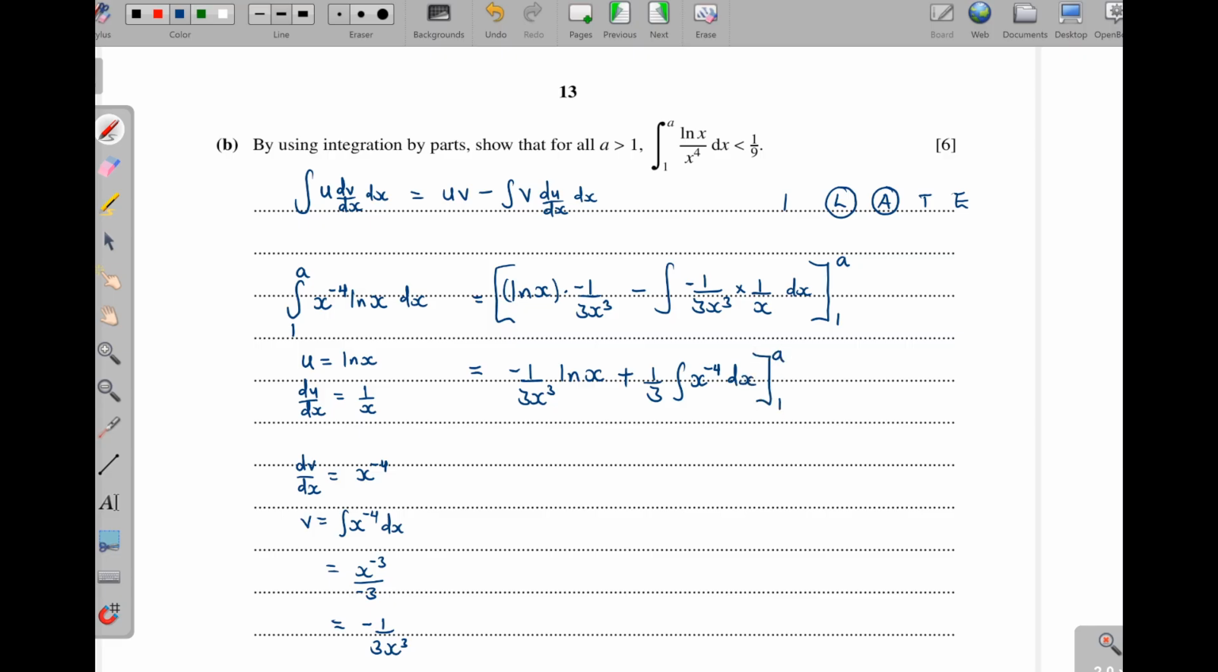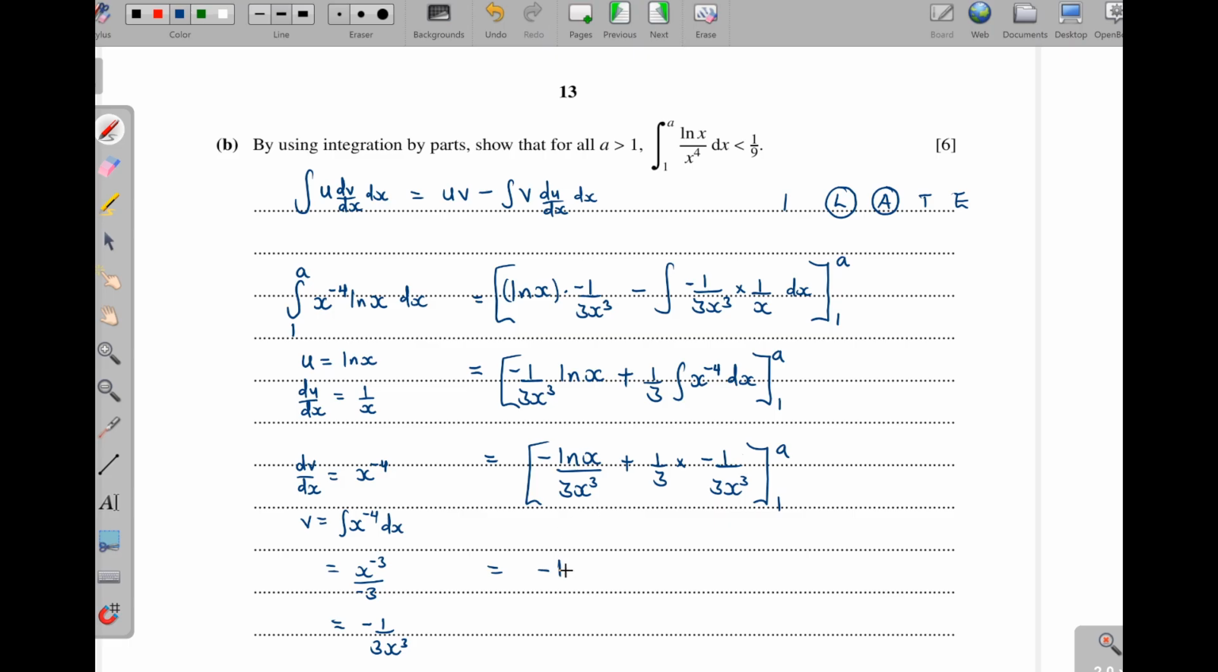But if you can observe very well, what we are having here is exactly here, so it gives us this. Now that means we are going to have negative natural log of x out of 3, x to the power of 3, then plus, this is a third, then times negative 1 over 3, then x cubed, because this one is this, okay? Then you have a and then 1 here. Now let us put the limits.